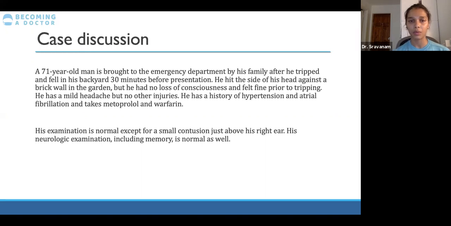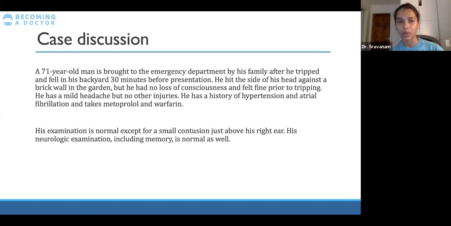Okay. Do people want to tell me their thoughts? What in this case is worrying you? Over 65 on anticoagulation. Good, he is. Both of those things. Are you worried about the mechanism of injury at all? Okay, we have someone who's worried about his small contusion about the right ear.